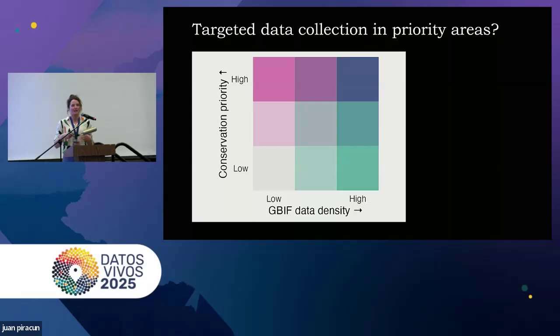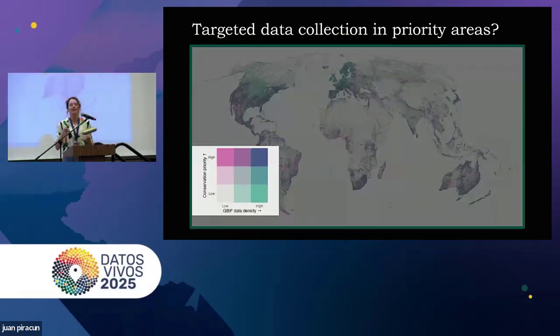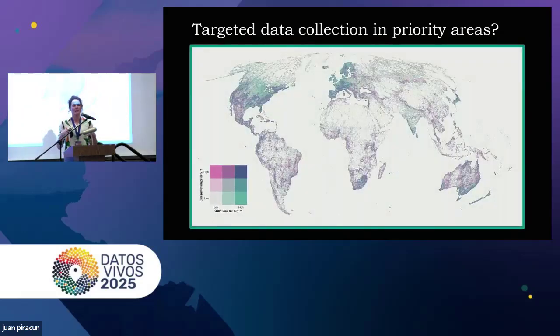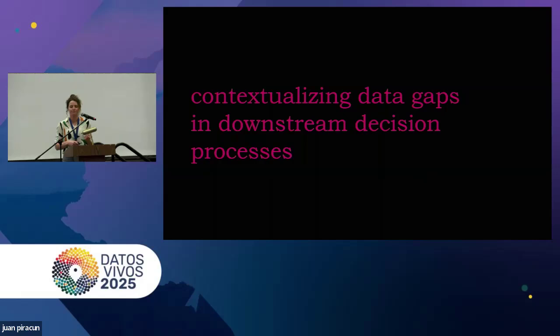But we can also think about this, of course, not as a binary thing, because those are obviously totally arbitrary thresholds, but rather look at density versus conservation priority, and start to think about the ways in which we might prioritize monitoring towards these priority areas. The key takeaway is: can we think about contextualizing these data gaps and constraining these data gaps to areas that are actually most relevant to the decision processes at hand?